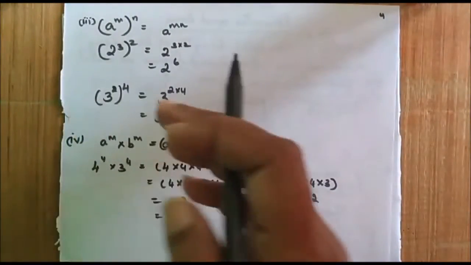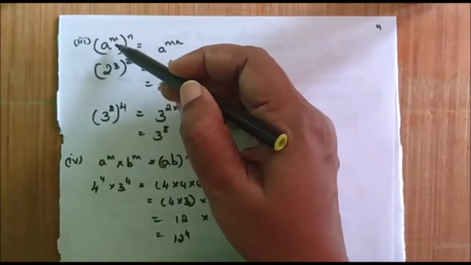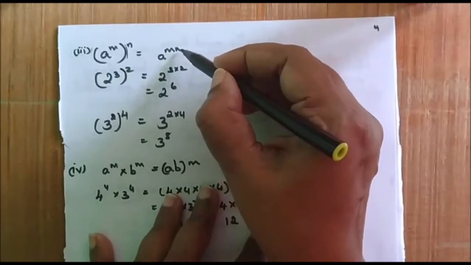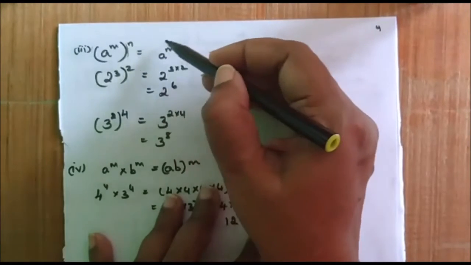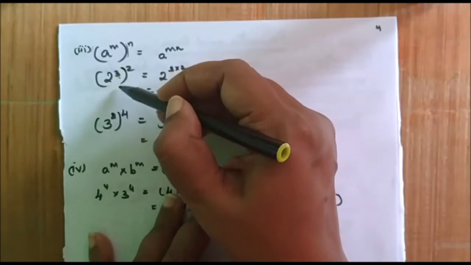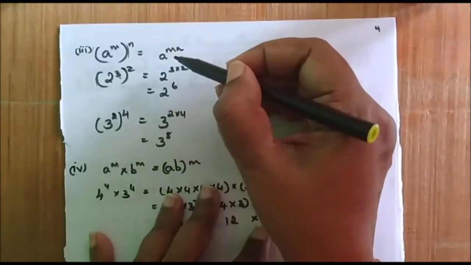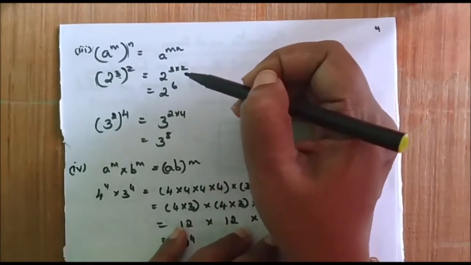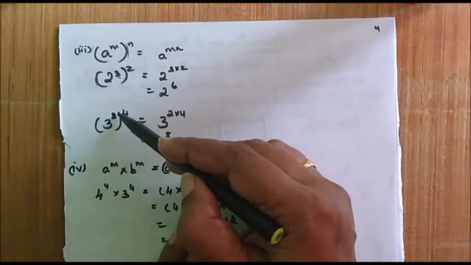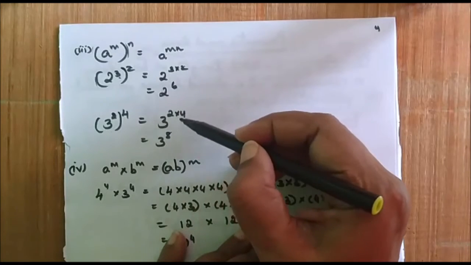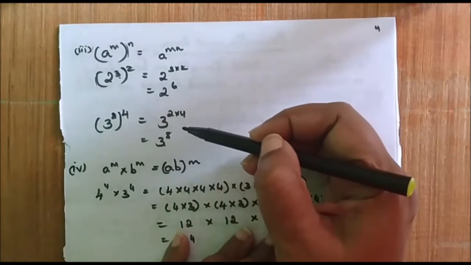Okay. Now we'll go to the next law. If a is raised to m and the whole is raised to n, it is a to the power mn. So in this case, the powers will get multiplied. Similarly, 2 to the power 3, the whole raised to the power 2, is nothing but 2 to the power 3 into 2, which is equal to 6. Similarly, 3 squared, the whole raised to the power 4, is 3 to the power 2 into 4, which is equal to 3 to the power 8.